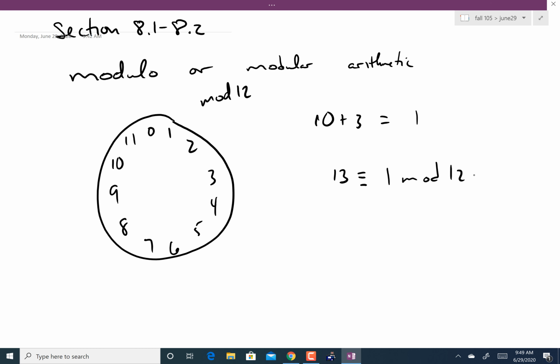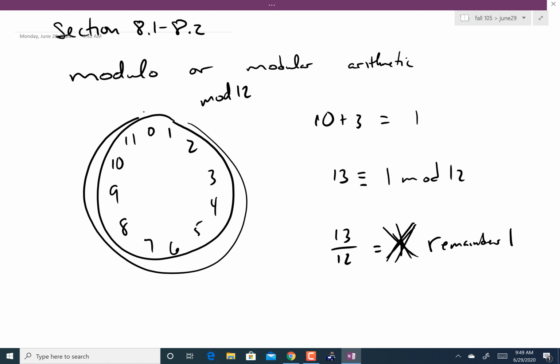And 13, we say, is congruent to 1 in mod 12. And the reason for that is because 13 divided by 12 is equal to 1 with remainder 1. The quotient we don't care about, because that means we went around the clock one full time. Don't care. We ended up right here.